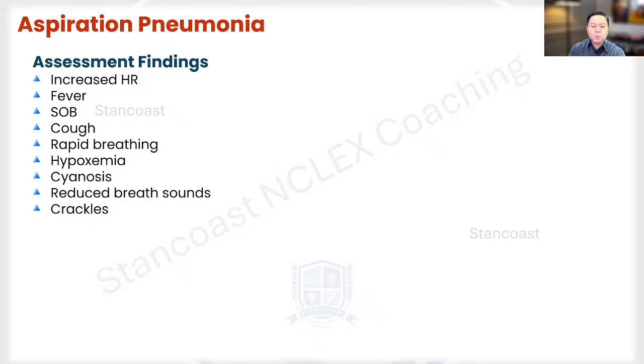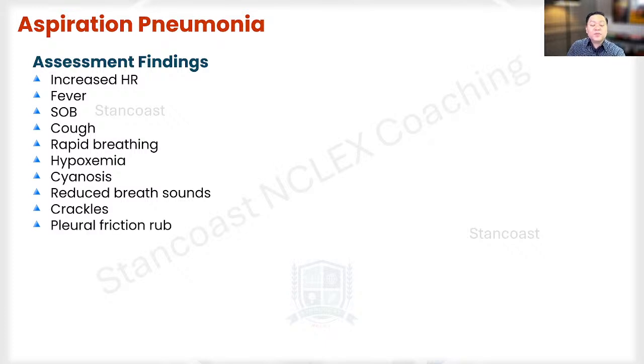So if there is more fluid collection in the alveoli, or it could be in the terminal bronchi or bronchioles rather, then when the air passes through these fluid-filled areas, it can create those adventitious sounds.